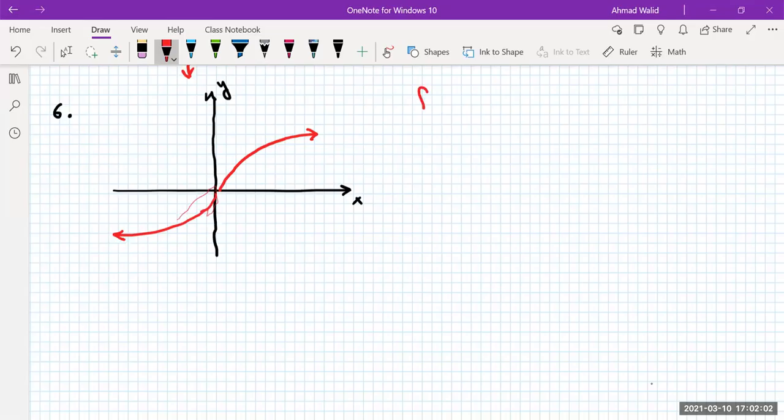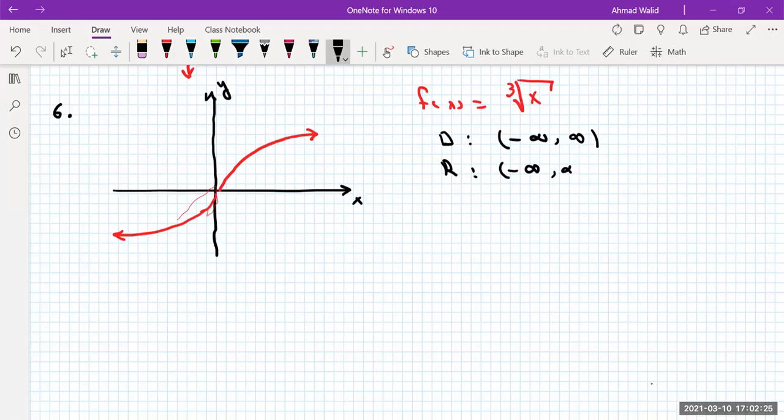Here, f of x equals cube root of x. It's another parent graph. Characteristics: domain from negative infinity to infinity. Range, negative infinity to infinity. Increasing, this function is always increasing. Which interval? Of course, negative infinity to infinity. And this is again an odd function.